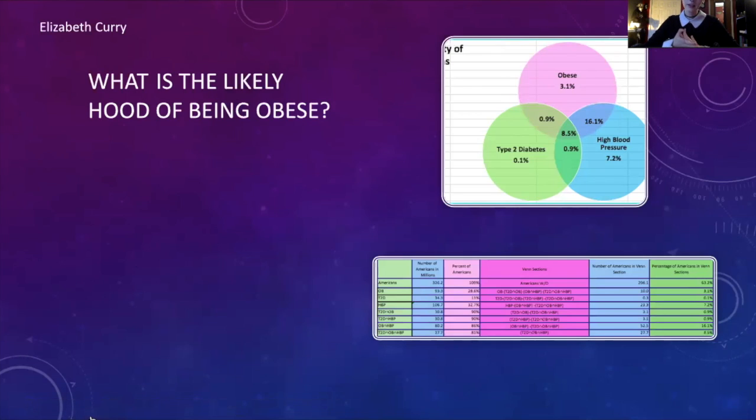So, what is the likelihood of being obese? This one was a pretty big shocker for me, at least. So probability is the chance of an event occurring. With the research of how many people in the US are obese, it was staggering that 93,300,000 Americans are considered obese.